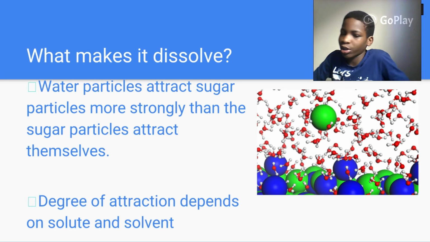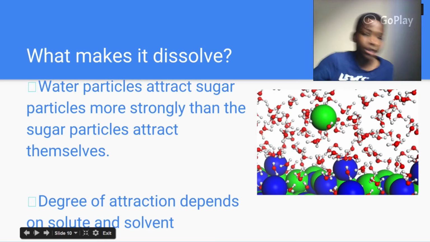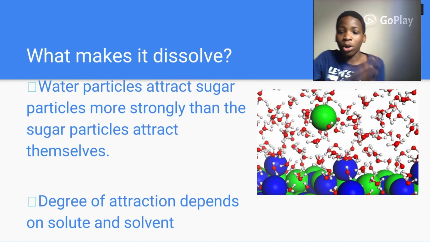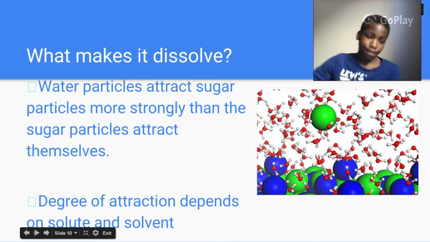Not as many sugar particles, right? So then the water and the sugar go together and they get dissolved, because the sugar particles get caught up behind and all around the water particles and are hidden by the water particles, which is what is called dissolving. So the degree of attraction depends on the solid and the solvent.